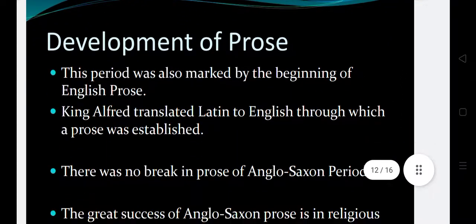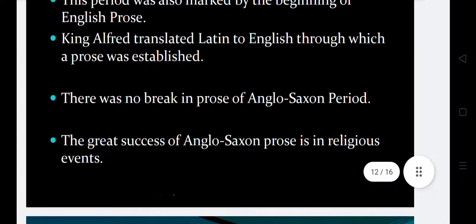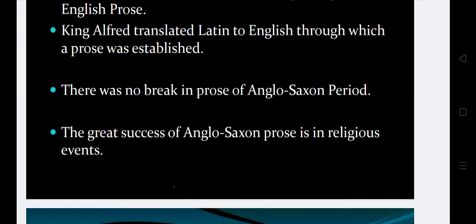See, the religious themes revolve around this. Now the development of prose: this period was also marked by the beginning of English prose. A very famous name is King Alfred, also known as Alfred the Great, who translated Latin into English, through which prose was established, and there was no break in the prose of the Anglo-Saxon period.